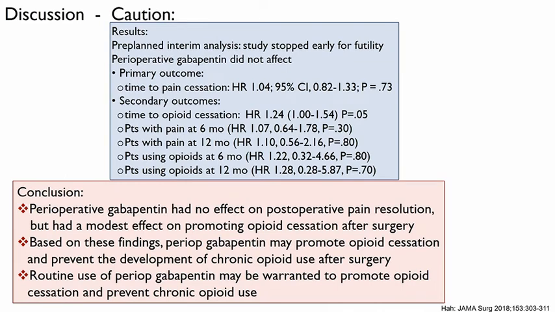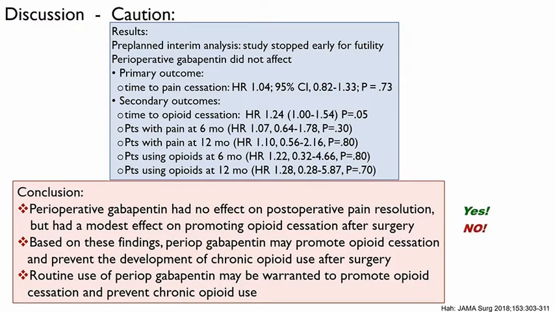And then you come to the conclusions. First conclusion was perioperative gabapentin had no effect on postoperative pain resolution, but had a modest effect on promoting opioid cessation after surgery. And based on these findings, periop gabapentin may promote opioid cessation and prevent the development of chronic opioid use. And the routine use of gabapentin may be warranted to promote opioid cessation and prevent chronic opioid use. Yeah, but wait a minute. The first sentence in the conclusion: no effect on postoperative pain resolution. Yep, there it is, right there in the primary outcome.